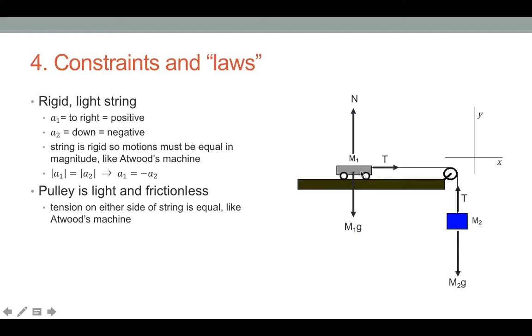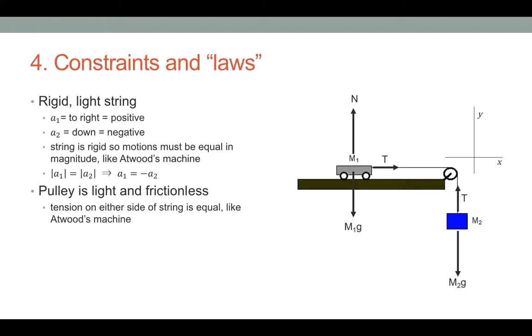And given our sign convention, they must be opposite in sign. So A1 must equal minus A2. And again, like in the Atwood's machine, we're assuming our pulley is light and frictionless, so there's basically nothing between one end of the string attached to the cart and the other end of the string attached to the block. So therefore, the tensions on either side must be equal, which is why we haven't bothered to distinguish them.